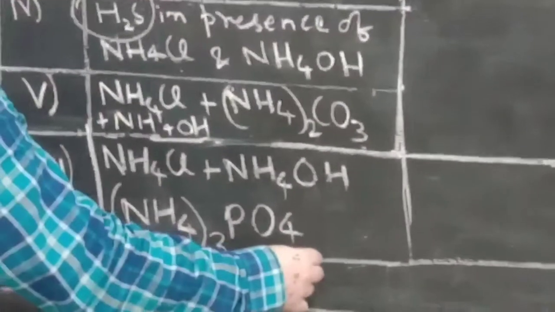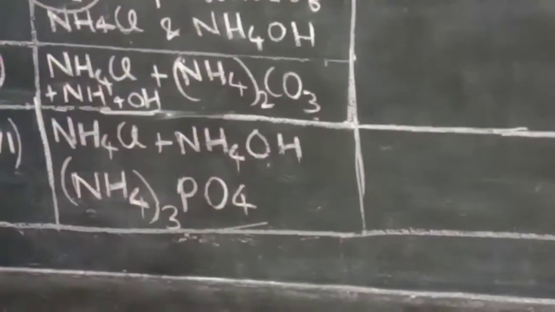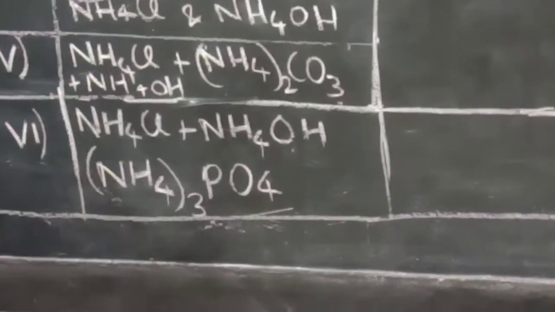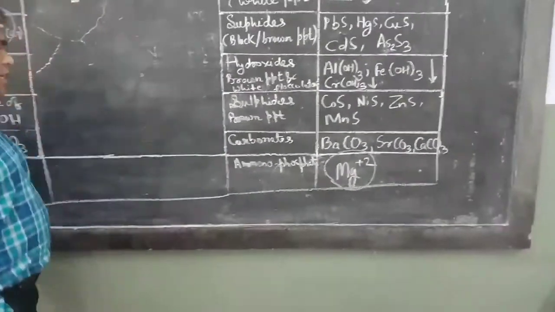Its group reagent is ammonium phosphate in the presence of ammonium chloride and ammonium hydroxide. So it gives a white precipitate of magnesium ammonium phosphate. As we know, magnesium is a 2+ ion.